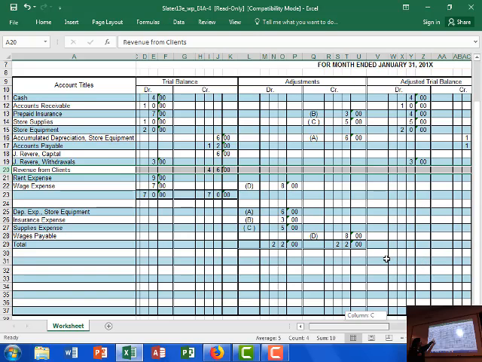Now, in order to balance, we're going to take the net income of the $8 and add it on this other side, and guess what we end up with? Again, the 46. Questions?